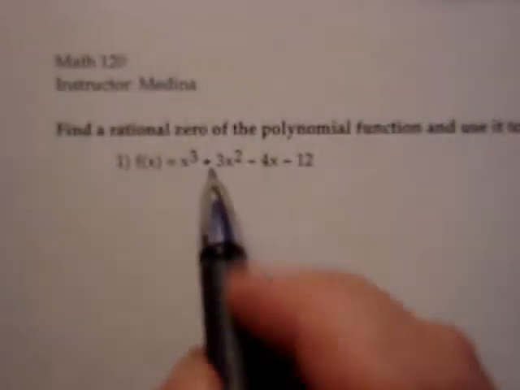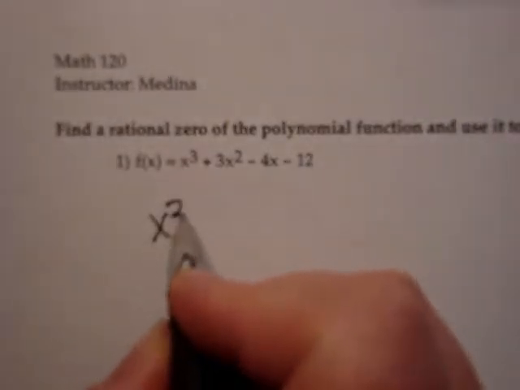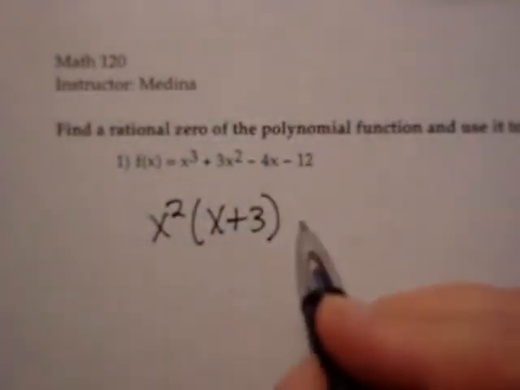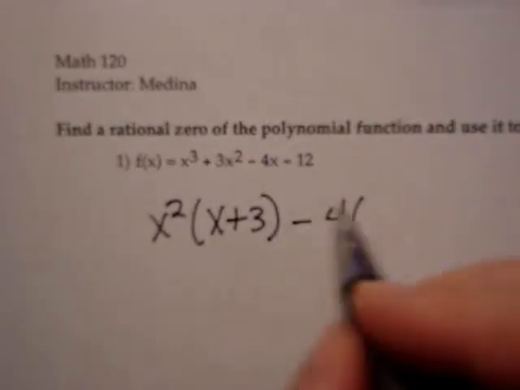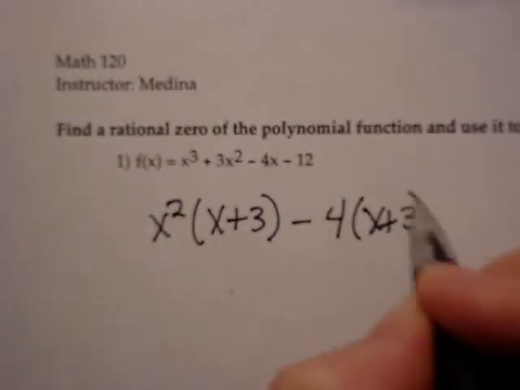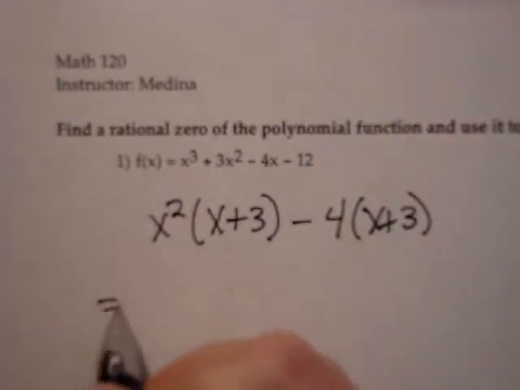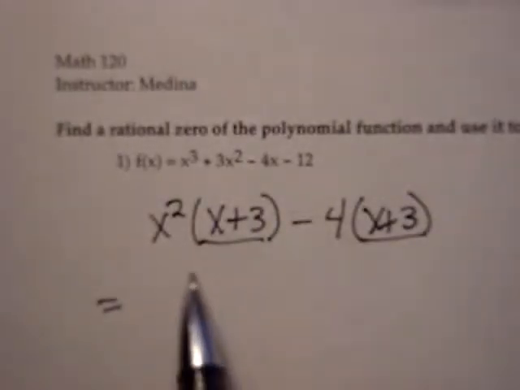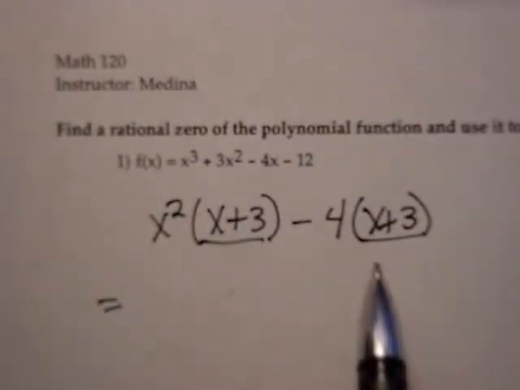When I look at the first group of 2, I see I can pull out an x squared and be left with x plus 3. When I look at the second group of 2, I can pull out a negative 4 and I'll be left with, hey, how about that, x plus 3. Okay? So now, the x plus 3 is the thing that these two have in common.